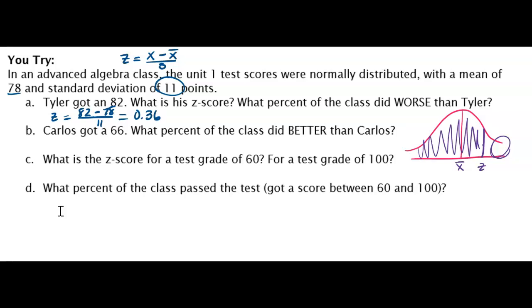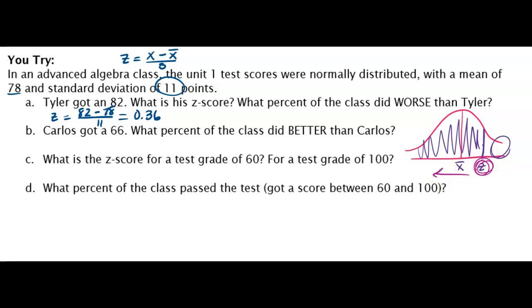The second question is, what percent of the class did worse than Tyler? If you go back to my little picture, this is Tyler. I'm putting another purple circle around that z. We want to know who did worse. Worse would be to the left. So whatever percentage I find on my z-score table is the percentage that will be the answer.